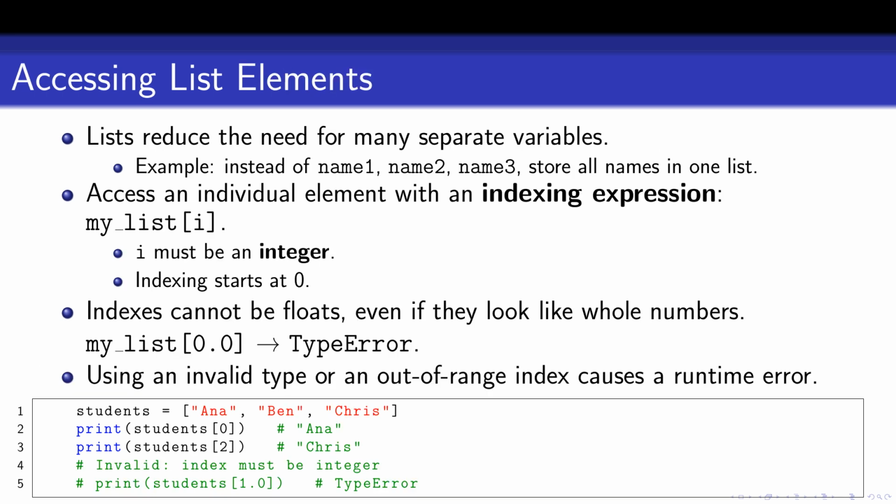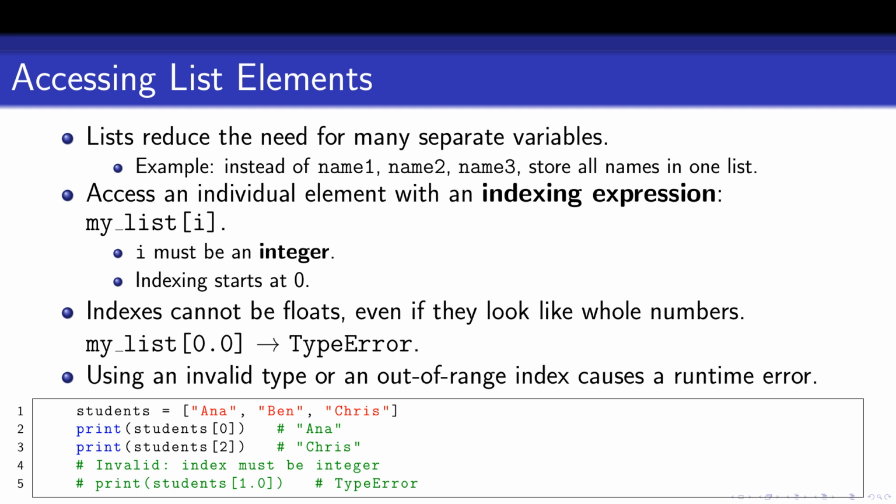Accessing list elements is done with an index expression, using square brackets after the list's name. This lets you select the element at that position quickly and efficiently. Indexing starts at 0, so the first element is at position 0, the second at 1, and so on. You can also use negative indices to count backward from the end. The index must always be an integer.